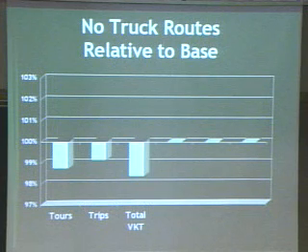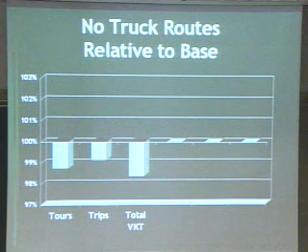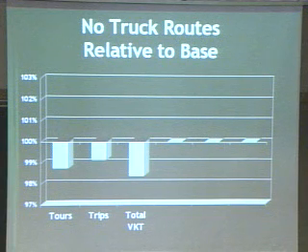Then looking at the numbers of tours, trips, and total vehicle kilometers traveled change when we go to the no truck routes. So let's open up the truck route policy and allow any truck to go anywhere. The commercial vehicle allocations can now be a bit more efficient than they used to be. And they can get away with less tours, less trips per tour, and a reduction in the total vehicle kilometers traveled. All right? So the truck route policy is nice.